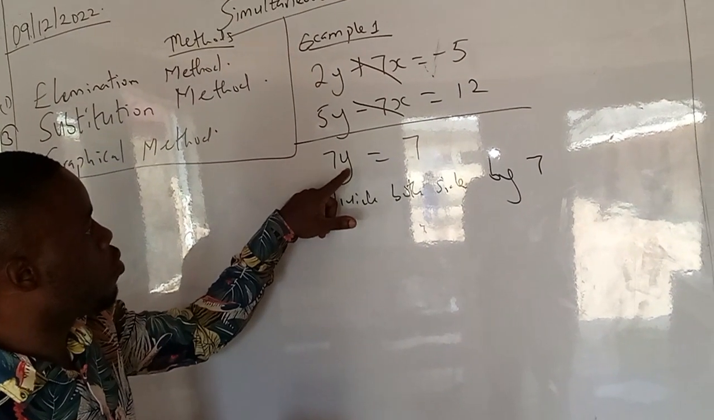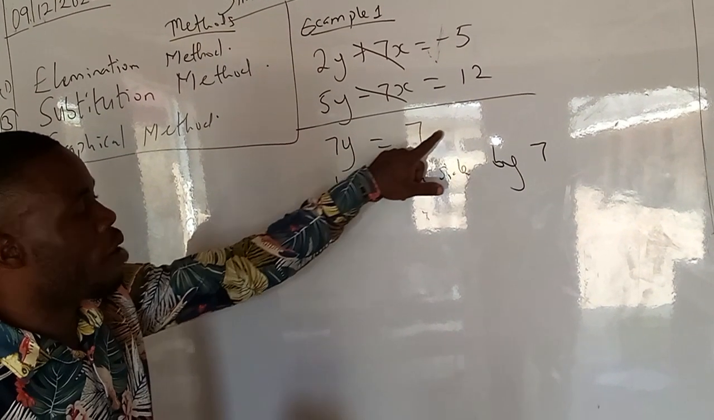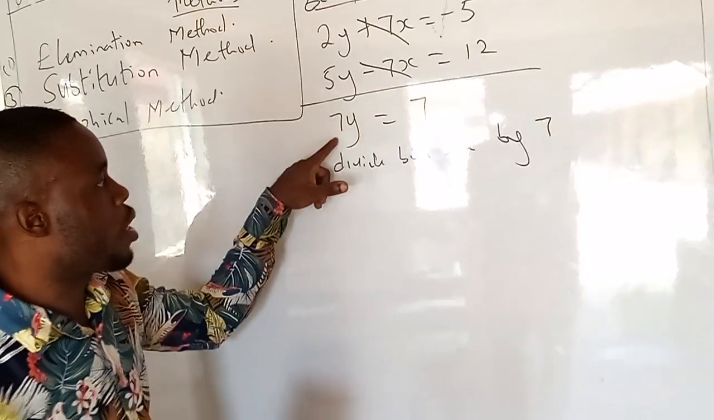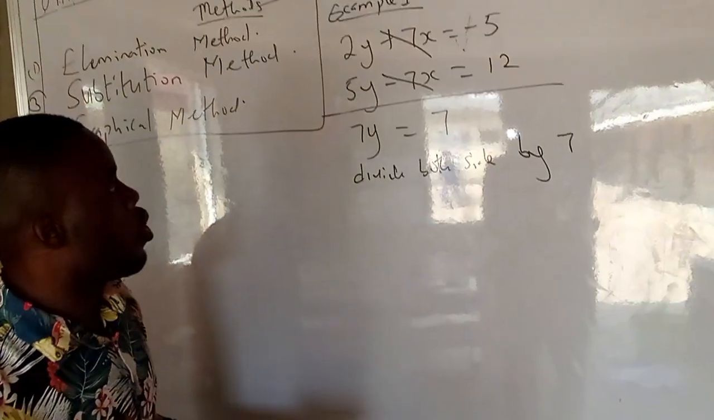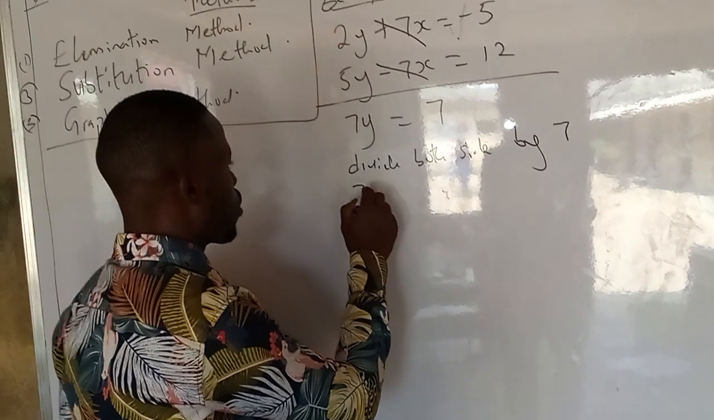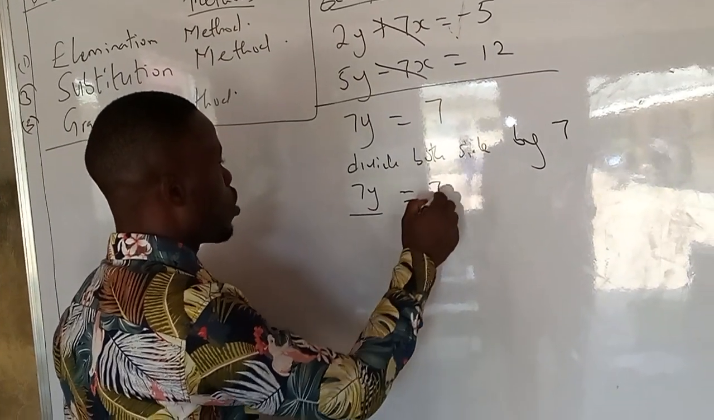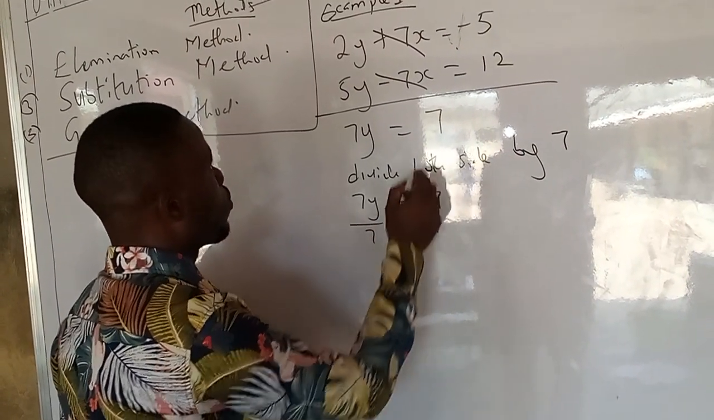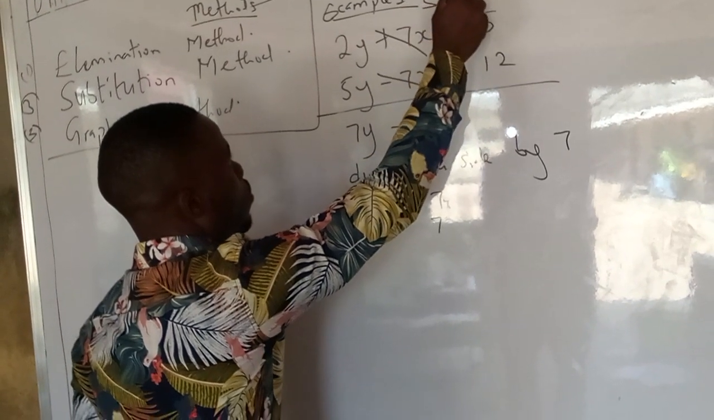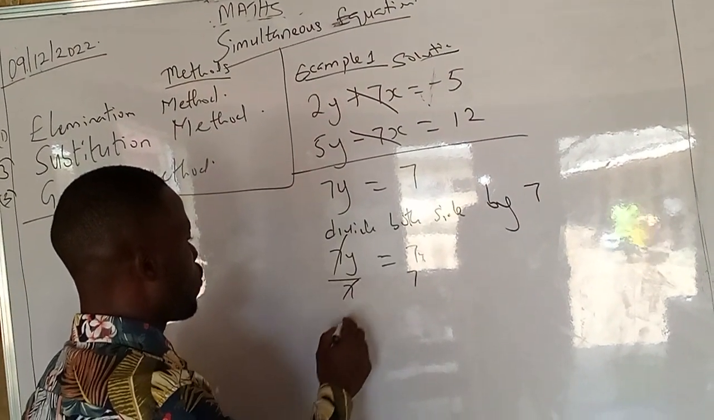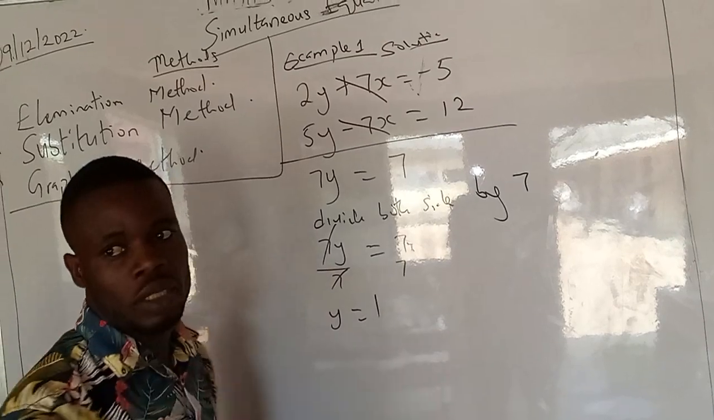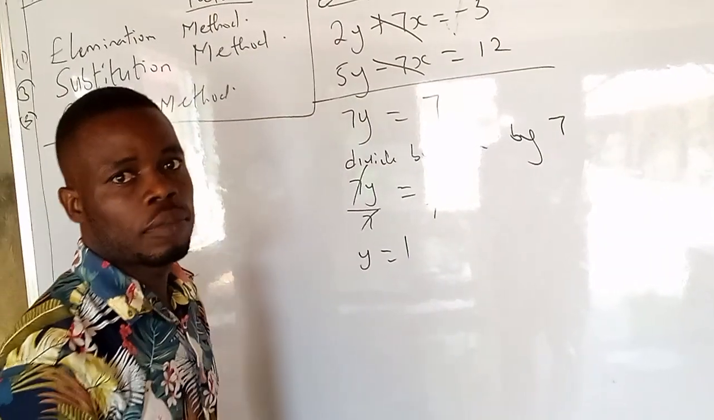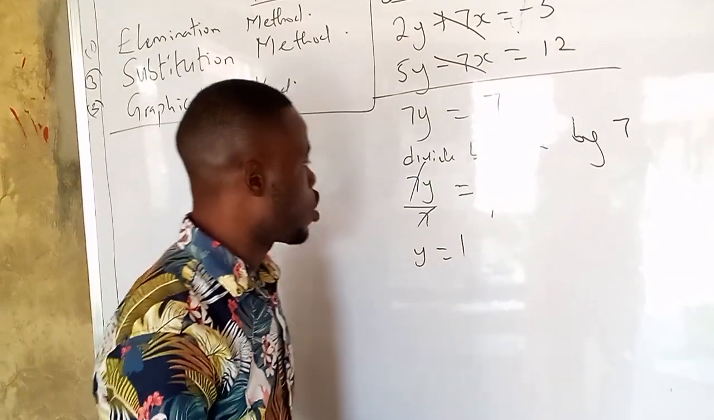Now, when you have 7, the coefficient of y, you will divide both sides by 7. Okay? So, this will give us 7y equals to 7. We divide both sides by 7. 7 will cancel 7. Y is equal to what? 1. Okay? Y is equal to 1.